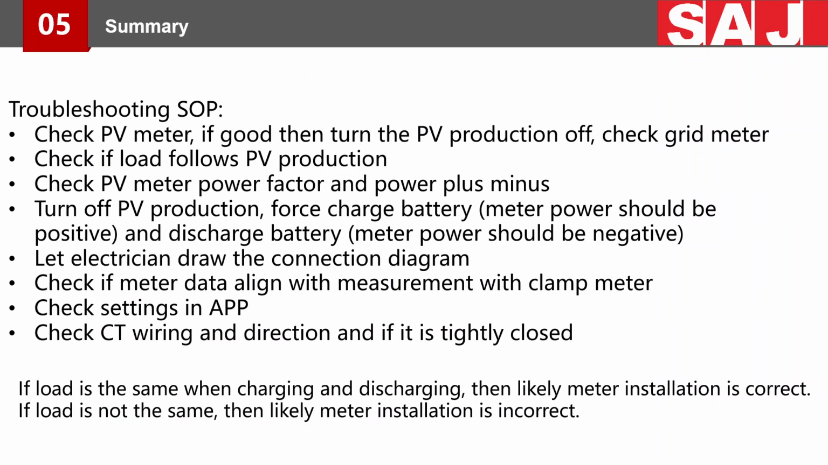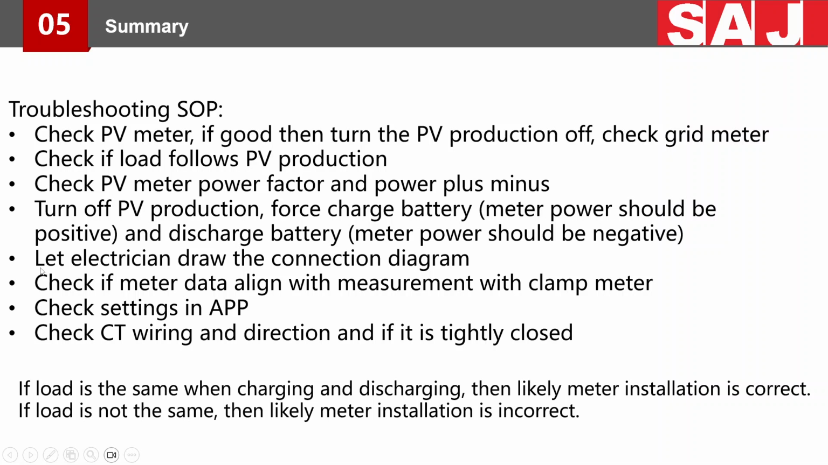So here is the troubleshooting SOP. First check the PV meter, if good, everything is positive. When sunny, turn off PV production, check the grid meter. And then check if load follows PV production, because sometimes if you have the wrong phase or the wrong place of smart meter installation, then it's wrong production. Then you check PV meter power factor, power plus minus, turn off PV production, force charge the battery by using backup mode, and check positive or minus.